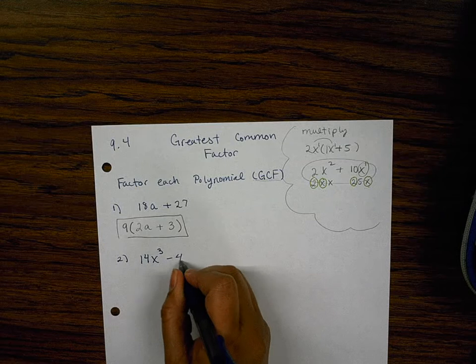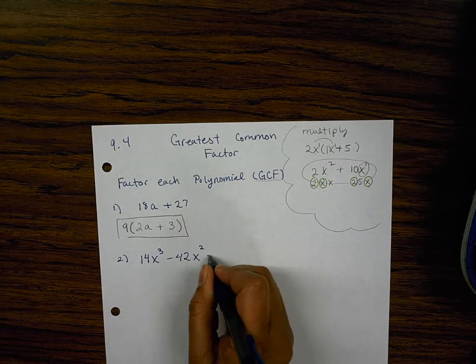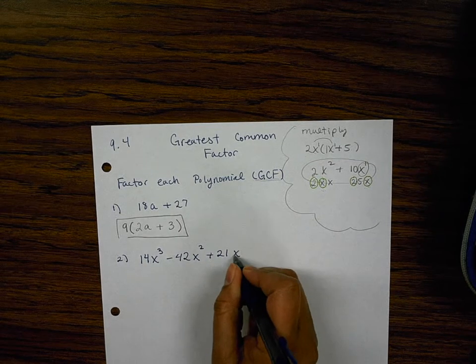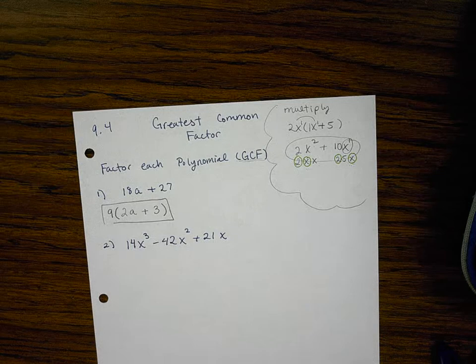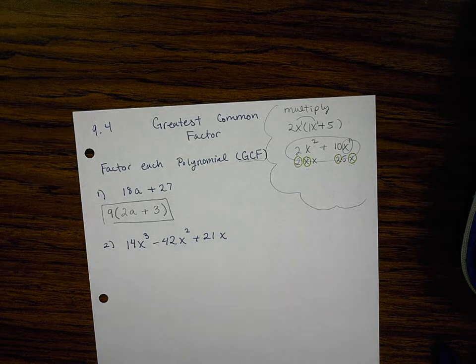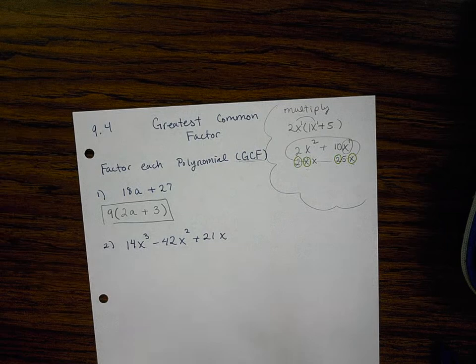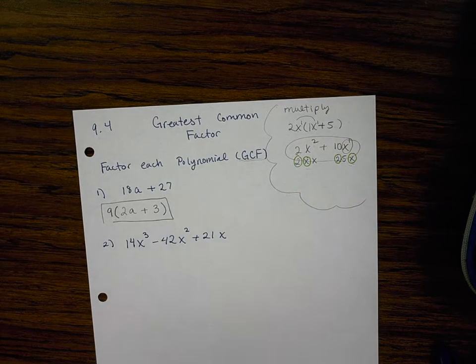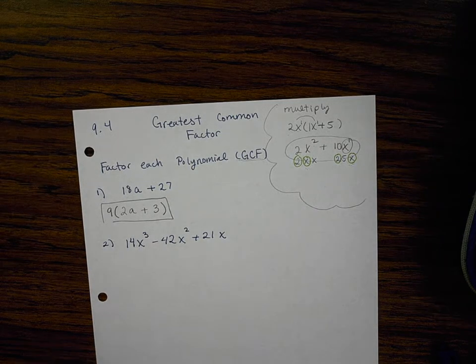14x to the third minus 42x squared plus 21x. Okay, again, you can use your calculator. You just know it in your head. You can use the factor tree, break down the 14, break down the 42, break down the 21, and look for all your common factors.